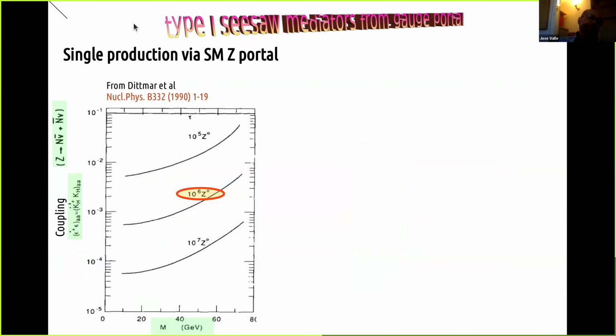It was suggested in the pre-LEP days that a Z0 could decay to a heavy neutrino and a light neutrino, giving monojet events. So we have the decay product of the heavy neutrino recoiling against missing momentum. The sensitivity to the relevant coupling strength is indicated here if you have a million Z0, and would enable you to probe heavy neutrino masses up to the mass of the Z, because it's single production.